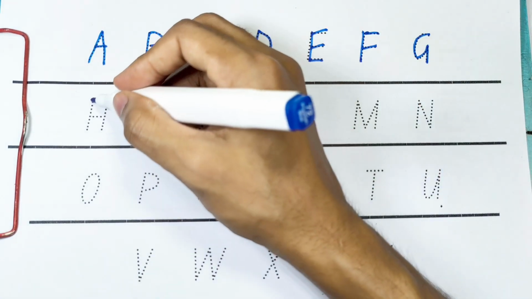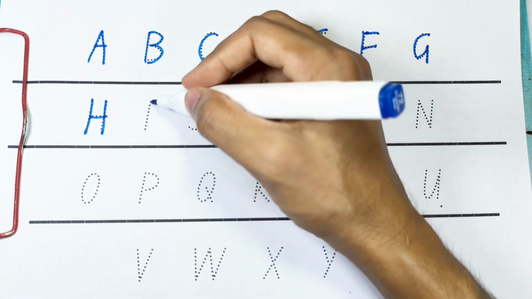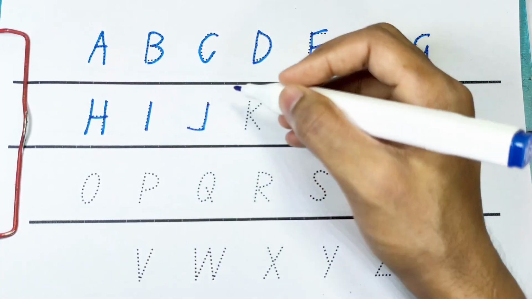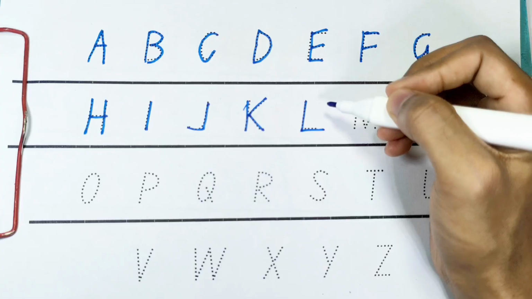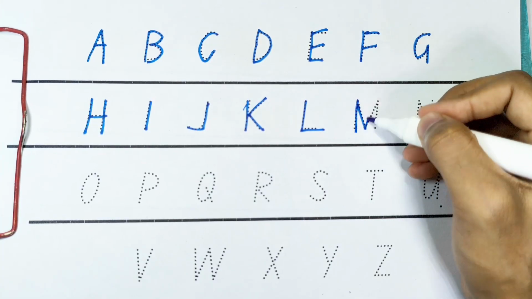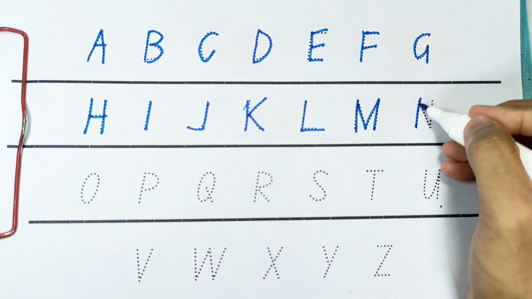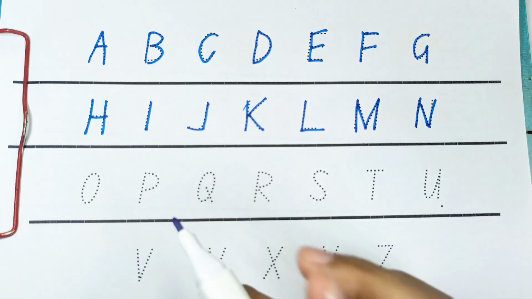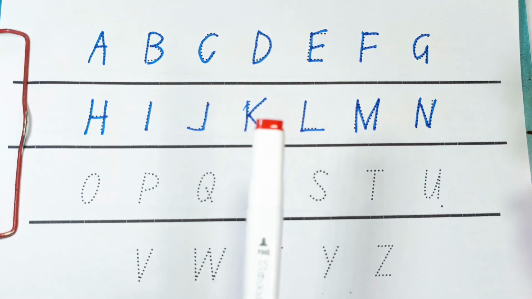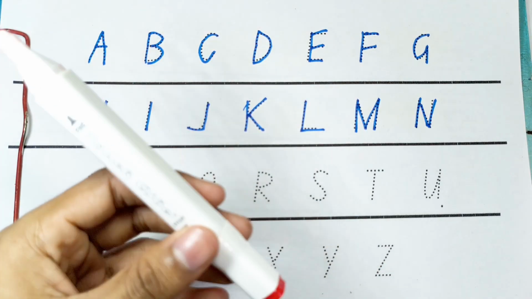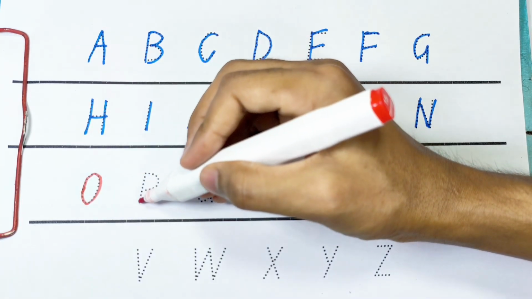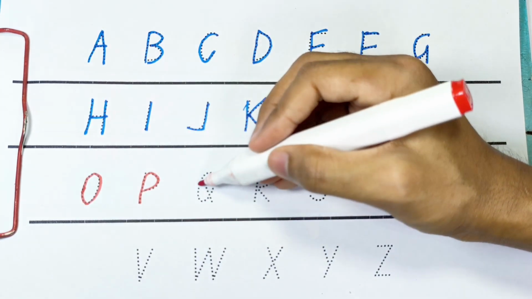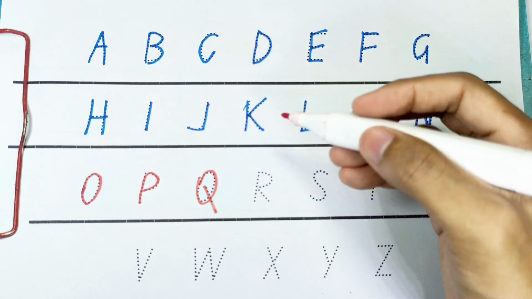The next one is H. I. J. Now we're writing the alphabet of K. L for lemon. M. N for nose, N for nest. The next one is O. Now we're using the color of uranium. O for octopus. P for penguin. Q for queen. The next one is R.